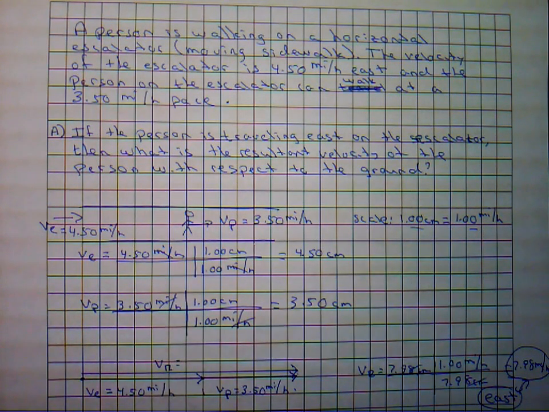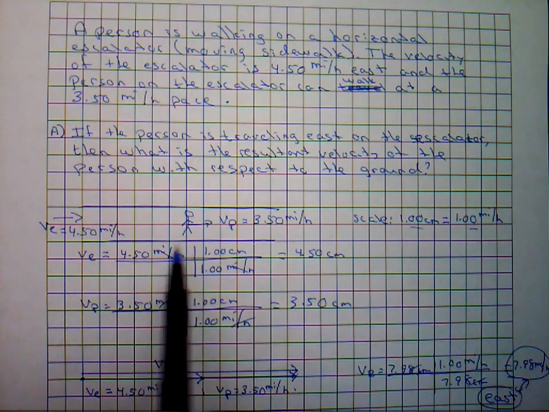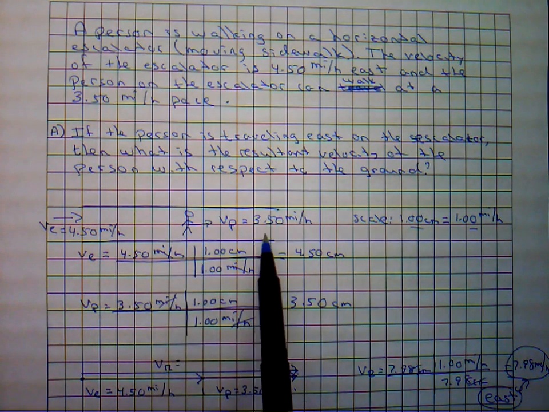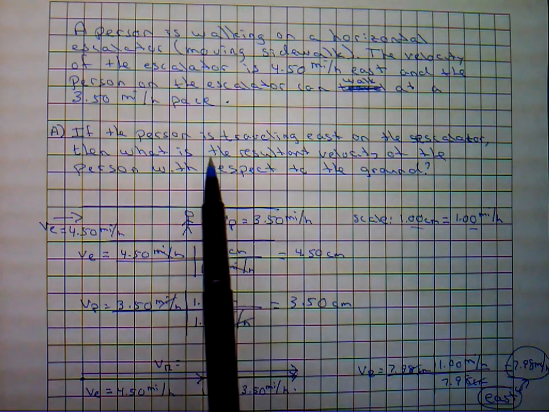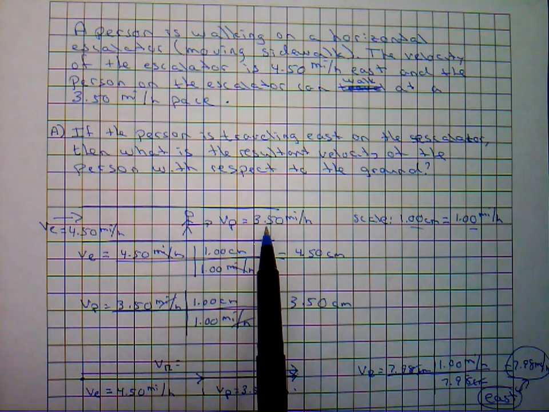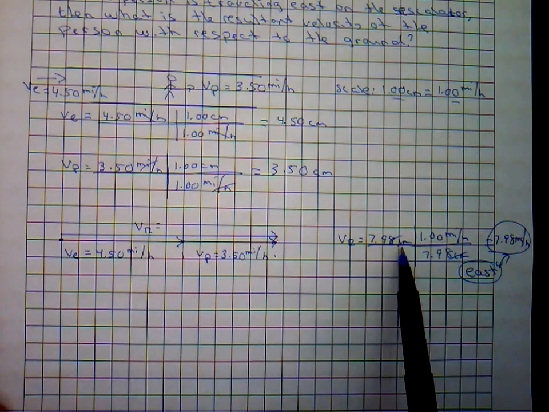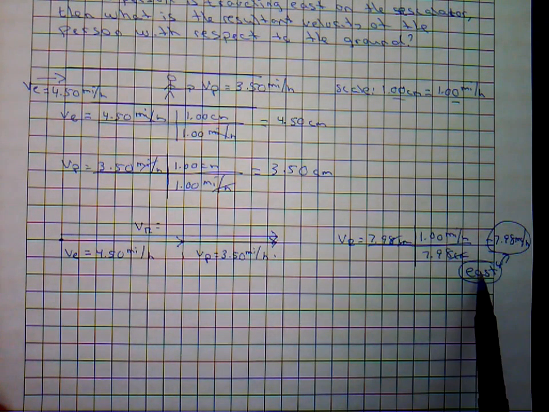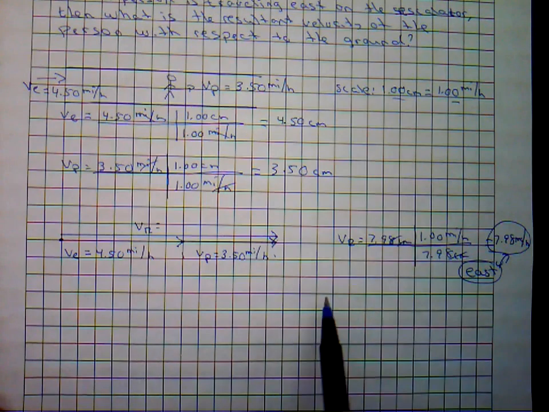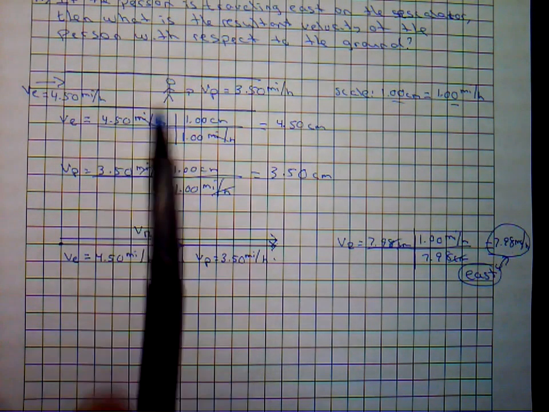In a previous video, we had a person walking on an escalator, and both the escalator and the person were going east. We wanted to determine the resultant of that person while walking on the escalator in the same direction the escalator was moving. We ended up getting a resultant of 7.98 miles per hour going east, relative to somebody watching that person move on the escalator from the ground.